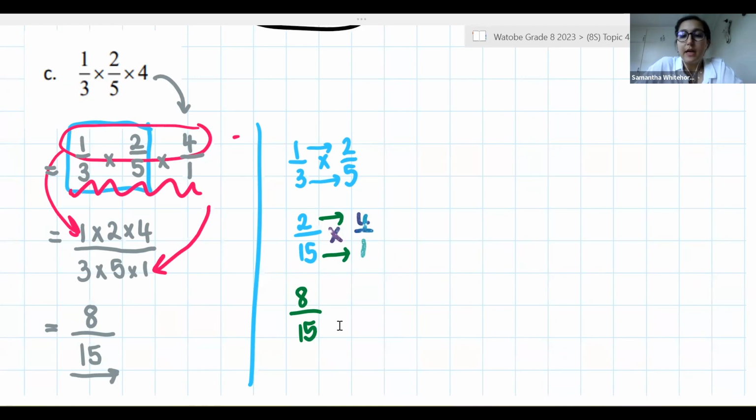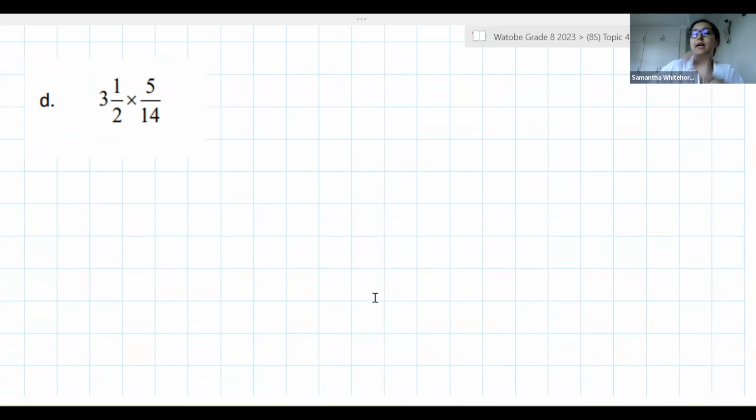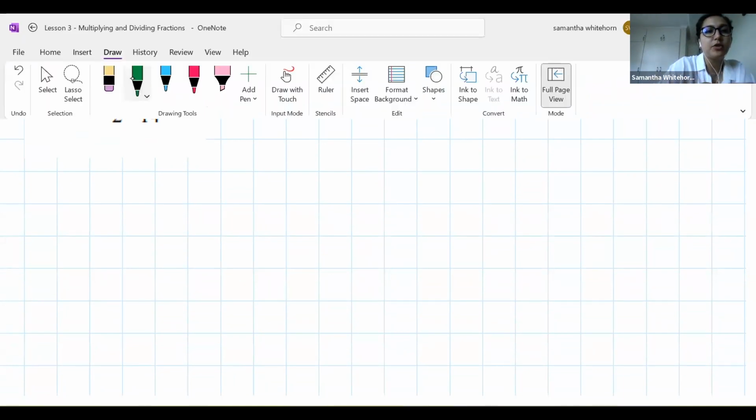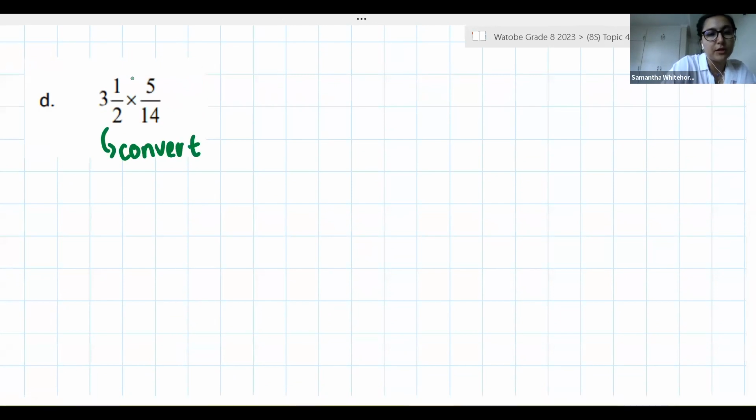Alrighty, let's do one more and then we'll take a brain break. So here's your question D. Now my only hint to you here is convert your mixed number. Once you have converted your mixed number, then you can go on to do your multiplication. But first convert this to an improper fraction. Right, so I want you to try this. I've given you a hint of where you can start.